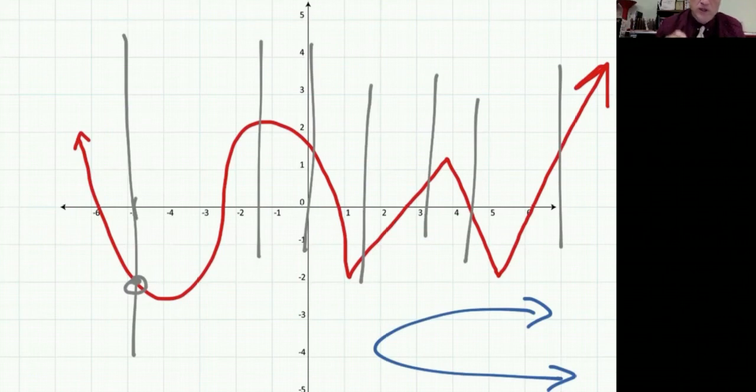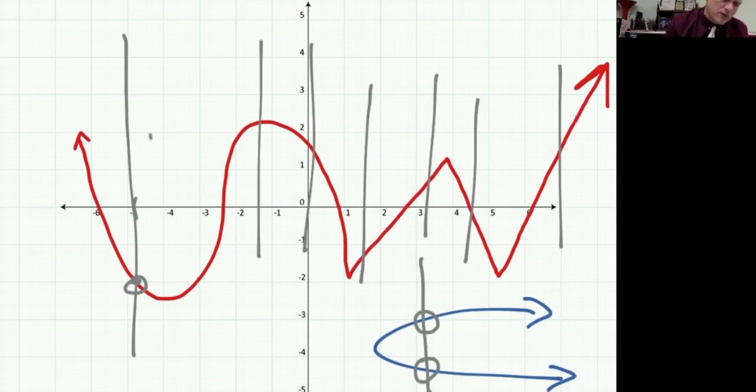Now, if you look at the blue graph, if I draw a vertical line and I see that it intersects twice or more than once, if it intersected more than twice, that would also be an indicator that this is not a function. Okay?